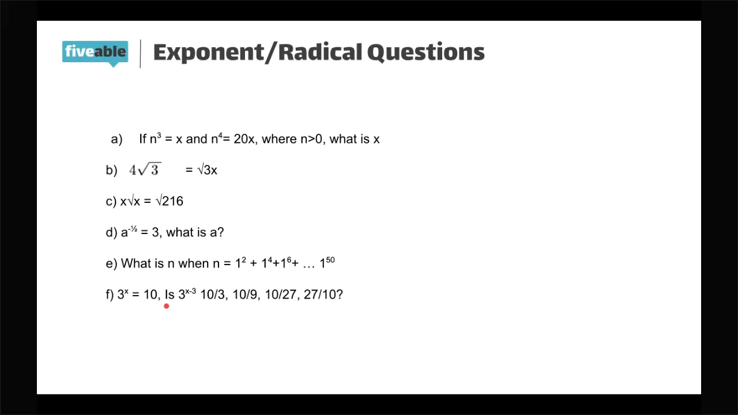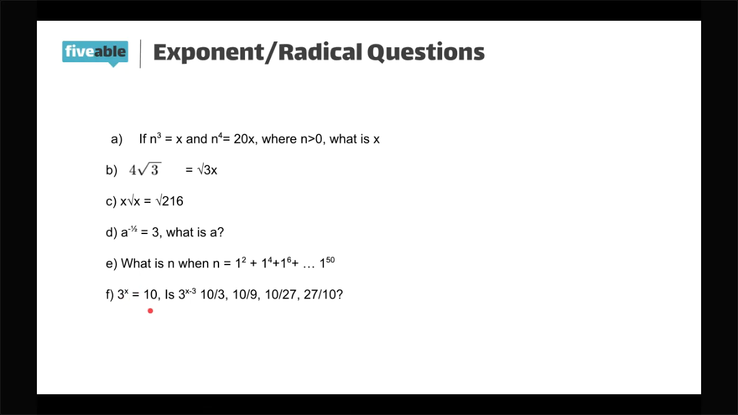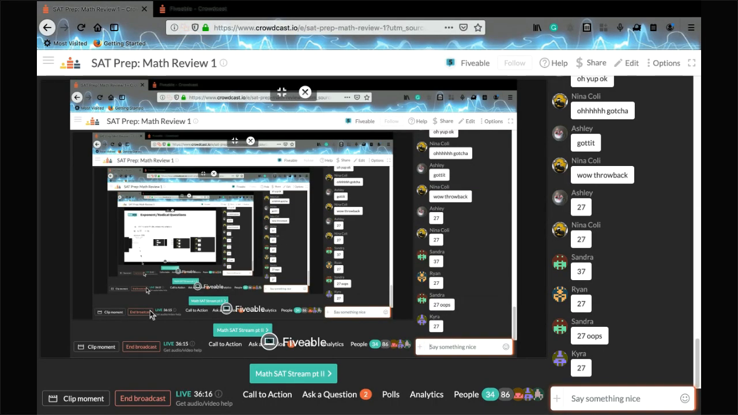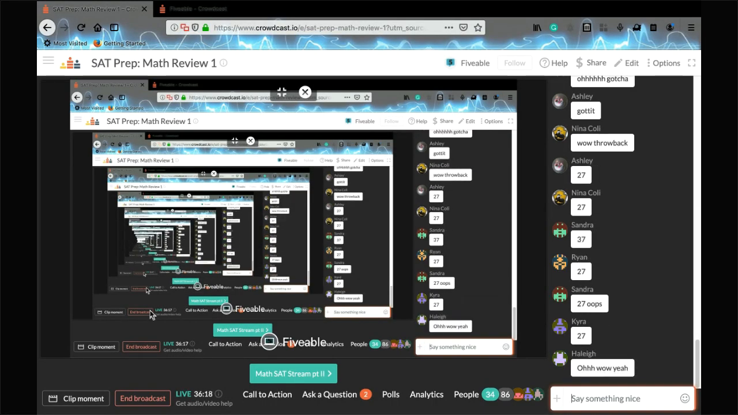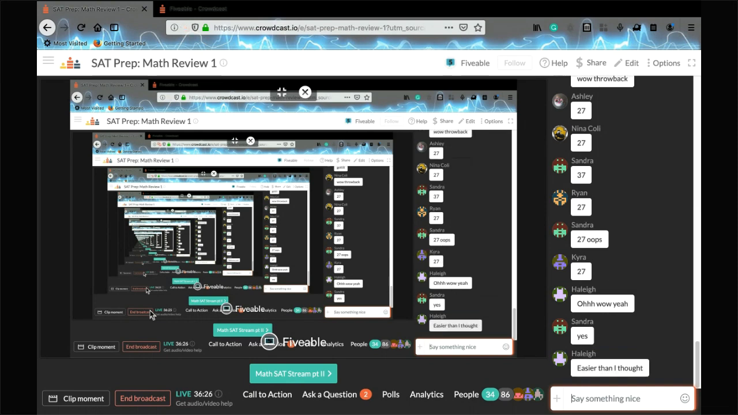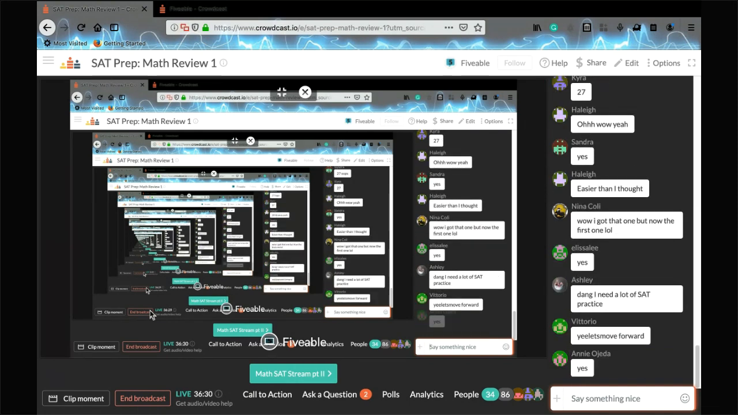Now, did they give us 3 to the x? Yes, they did. They gave us 3 to the x right here. So we know 3 to the x is 10. So our answer is 10 over 27. Did everyone understand how to do question F? All right, let's move forward.